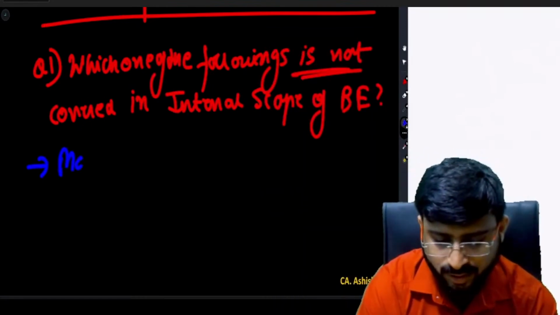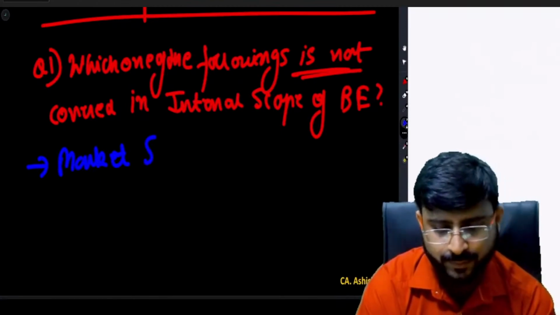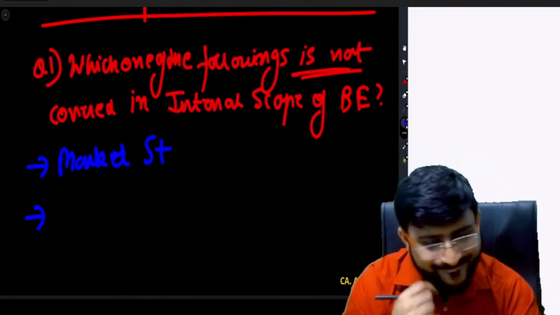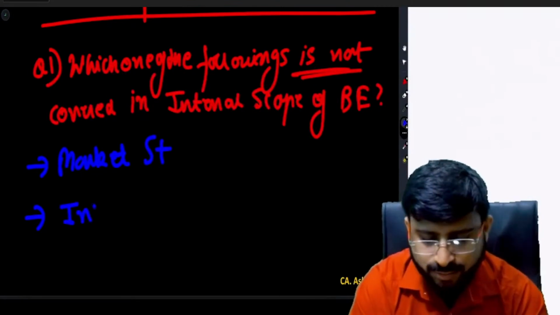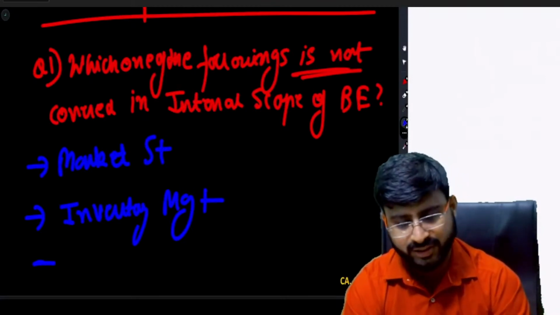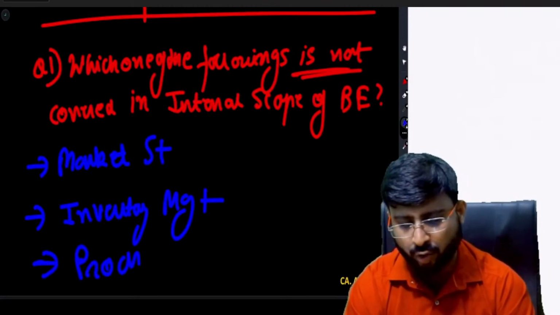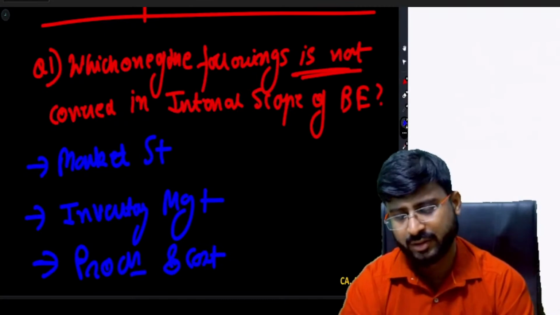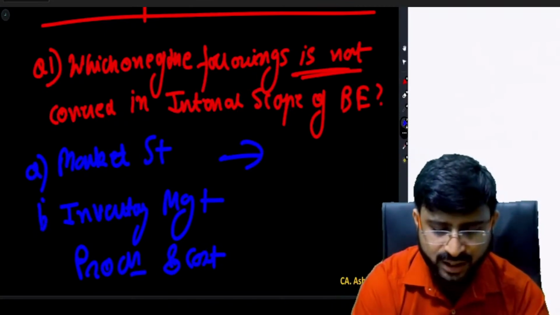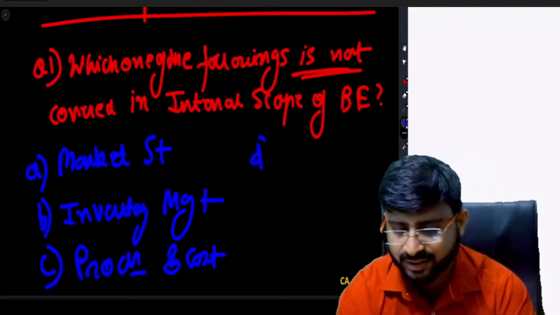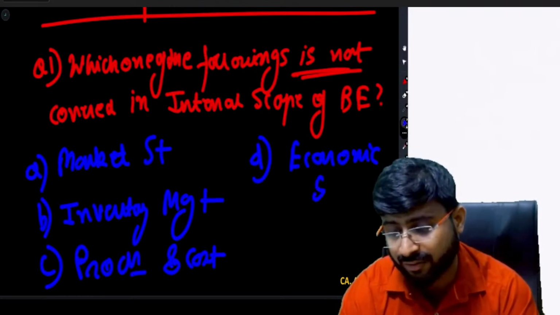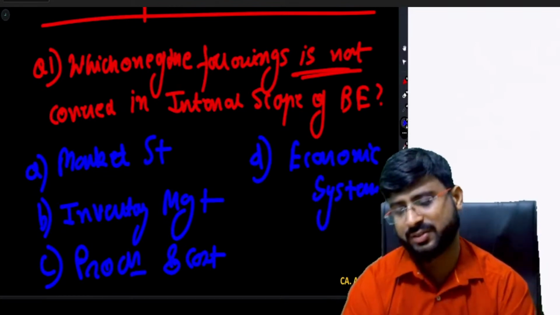Number one, market structure. Number two is inventory management. Number three is production and cost. Number four, let's put the options A, B, C, and D, is nature of economic system. Which one do you think is not covered in internal scope of business economics?